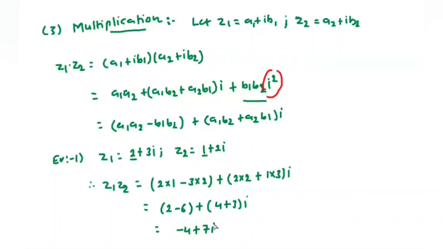If you don't remember this formula, you can directly multiply as you are multiplying binomials. So we have seen multiplication. Properties of multiplication we'll discuss later on. Properties of all these operations we'll discuss after completing division. So let us first see the division.